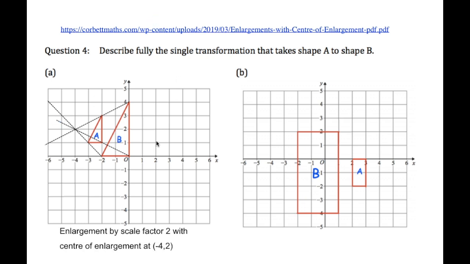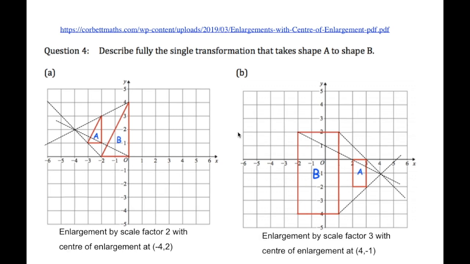So what we'd say here is that A is enlarged to B, so it's an enlargement. The scale factor was 2, so it's an enlargement by scale factor 2, with a centre of enlargement at -4, 2. You need all those points. You need to name the transformation, you need to give the scale factor, and you need to explain where the centre of enlargement is. Okay, press pause, have a go at B, and when you're ready to see the answer, press play.